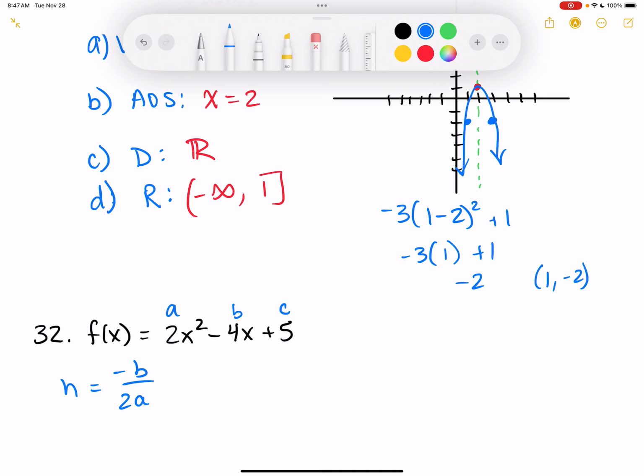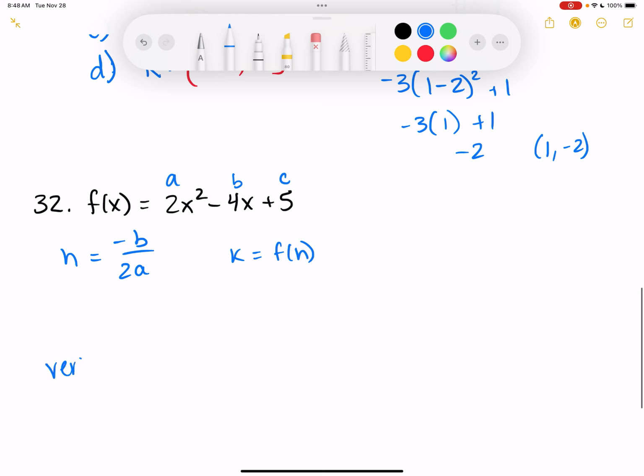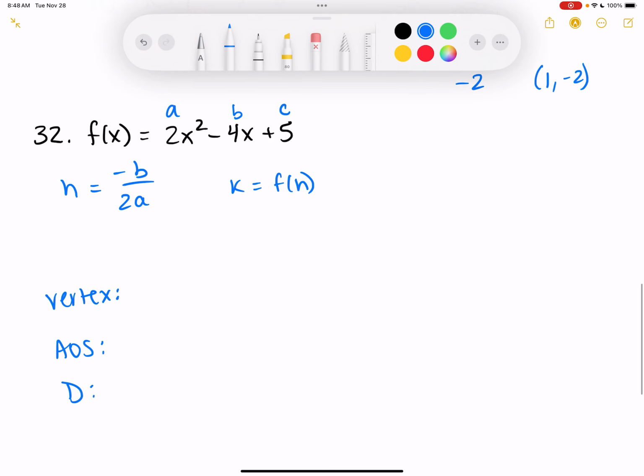Just like when we have the two parentheses that we multiply and FOIL, that's how we get what those letters are. And then k is f of h. So whenever we get h, we just plug it into the function and we get k, and that will be our other value. So I'm still going to be finding vertex, axis of symmetry, domain, and range.